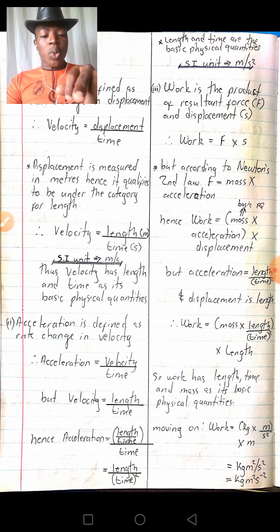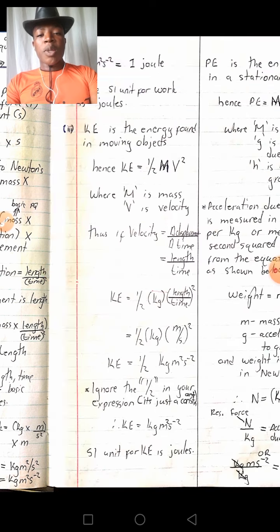So moving on, work is equal to kg. These are now units. kg for mass, multiplied by m for length or displacement, over s squared for time, multiplied by m for length or displacement as well. So finally, we've got kg m squared s to the power of -2, or kg m squared over s squared. I move on to the next page.